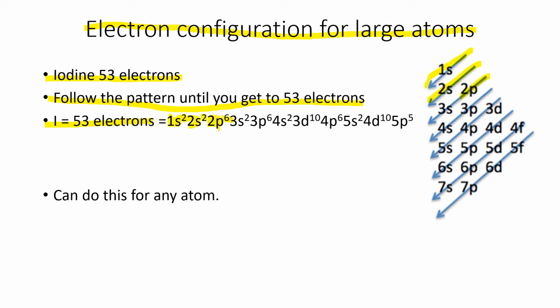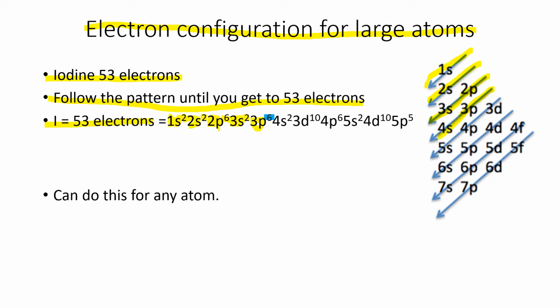After 2p, what comes next on the diagonal chart? 3s. That's going to be my next orbital. How many electrons fit in the 3s? 2 electrons fit in that 3s. Now back to the diagonal on the right. After 3s, what's going to come next? Next diagonal, we're going to hit 3p. So 3p is my next orbital. How many electrons fit in the p's? Well, 6 of them fit in there.